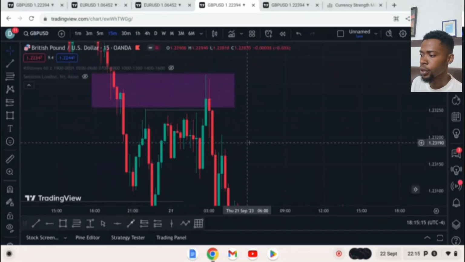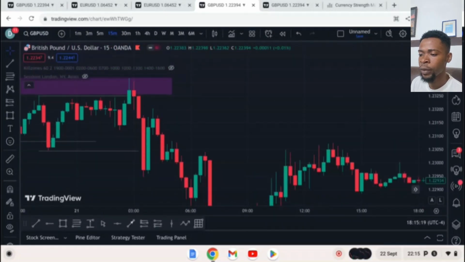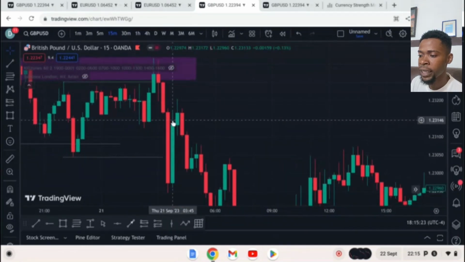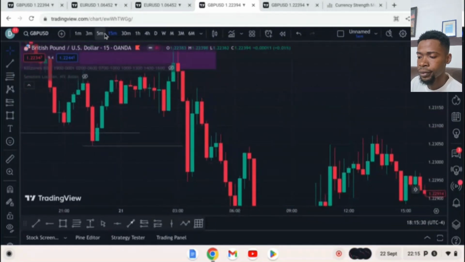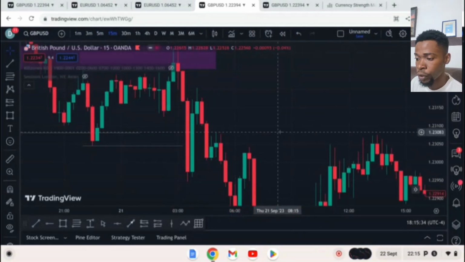So on the norms, we will do what? We wait for a break of market structure, a strong one for that matter. And there was news that dropped around this time here. So this market came down immediately. So that day, we waited for the news to drop first.